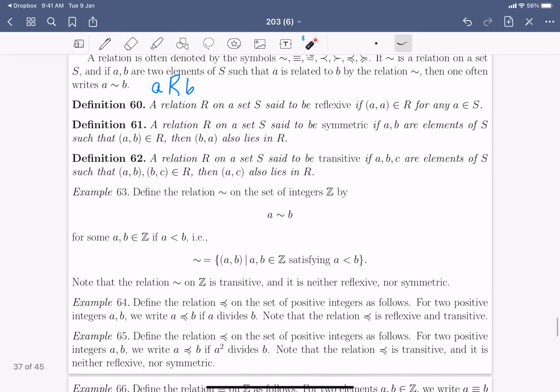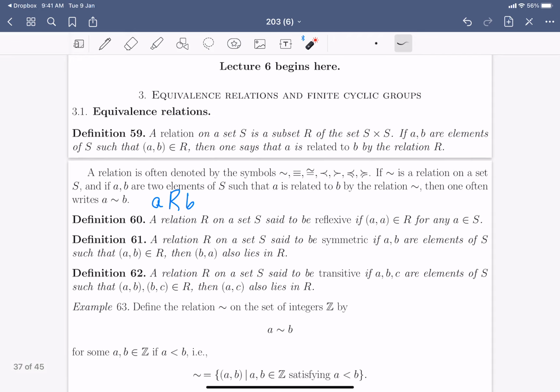As I have mentioned somewhere, we use these symbols, tilde or congruence and so on, very often to denote a relation. So in that case we will write tilde for R, and this will become A tilde B. You're already familiar with this A tilde B, but I just wanted to tell you that sometimes we write A R B, where R is the given relation on the set S.